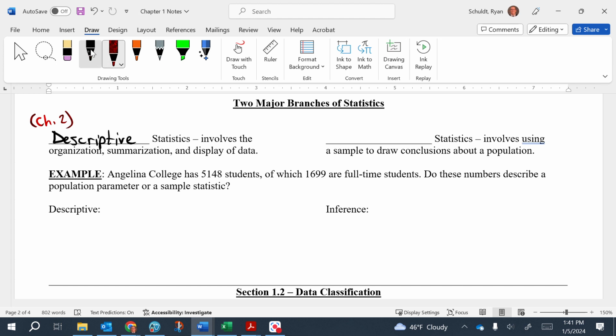Then, once we know those basic numbers, we can move on to the next branch, inferential statistics. That's where we're using a sample to draw conclusions about a population. So once we know all their statistics, we can go in and try to predict the future. So this is our chapters 5 through 9. Those are inferential statistics. We're trying to see, based on our sample data, can we reasonably say this about a population?